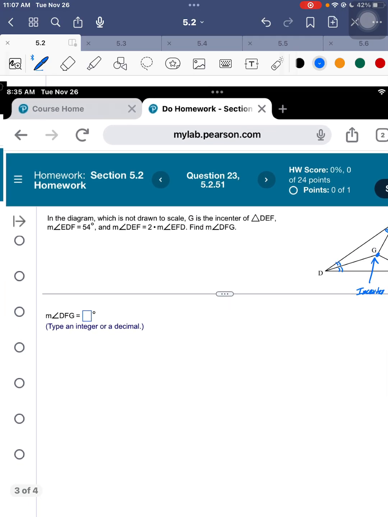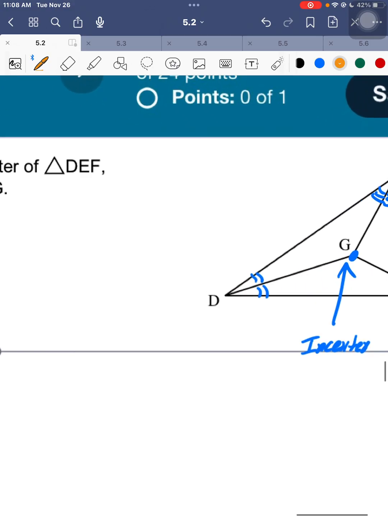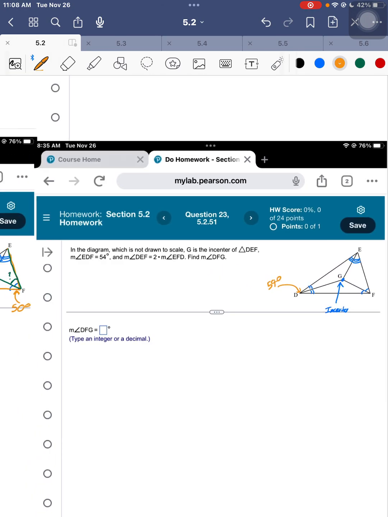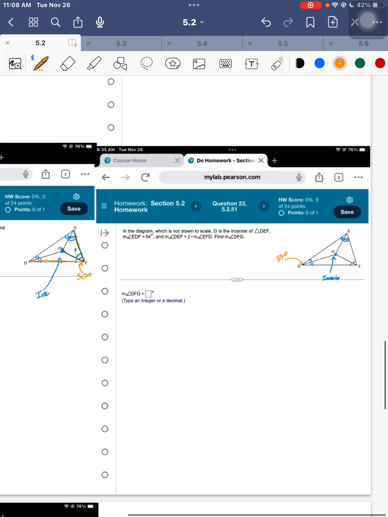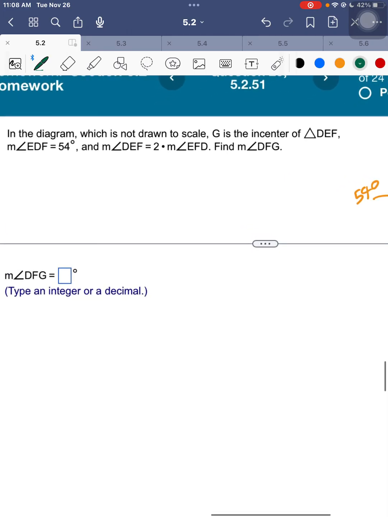So now, G is the incenter, okay? EDF is 54. So this whole angle is 54 degrees. Okay, EDF. Now, the measure of DEF is equal to 2 times EFD. Okay, so now it's a little bit tricky, right? Because now we have 2 unknowns, and one of them relies on the other.